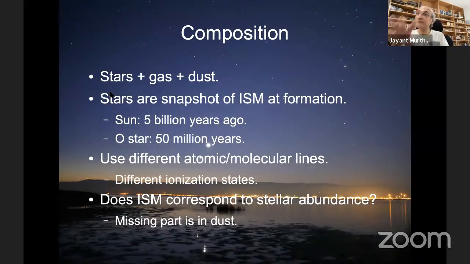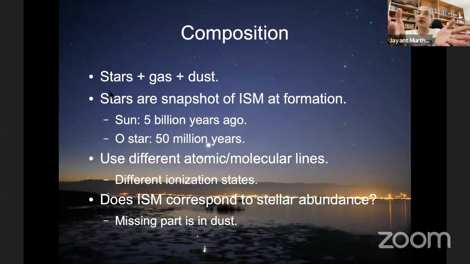Now, if we want to look at the composition of the interstellar dust, some clues we get from the extinction curve, some clues we'll get from the infrared emission, and I'll show you that in a couple of slides. But some of it we have to infer. And the way we infer it is that we know that if we take a volume of space, what is there? There's stars, there's gas, and there's dust. So the stars are a snapshot of the interstellar medium when the stars were formed. In the case of the sun, as I said earlier, the sun was formed about 5 billion years ago. So the sun will tell you what the interstellar medium was like 5 billion years ago.